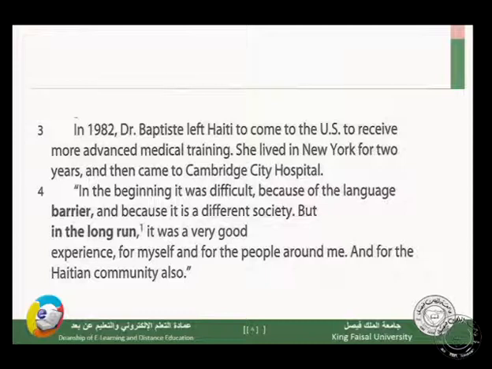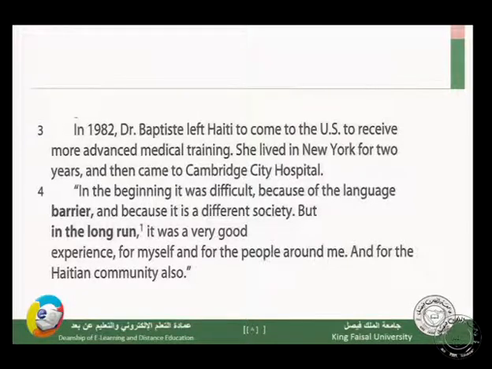Paragraph 3. In 1982, Dr. Baptiste left Haiti to come to the US to receive more advanced medical training. ففي 1982 انتقلت من هايتي إلى US United States. ليش؟ تأخذ إيش؟ more advanced medical training، عشان تأخذ تدريب متوسع أو تدريب أكثر في الميديسن.